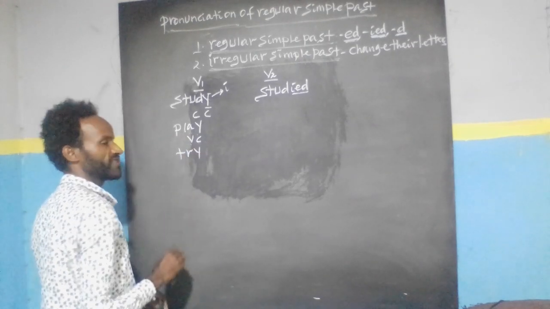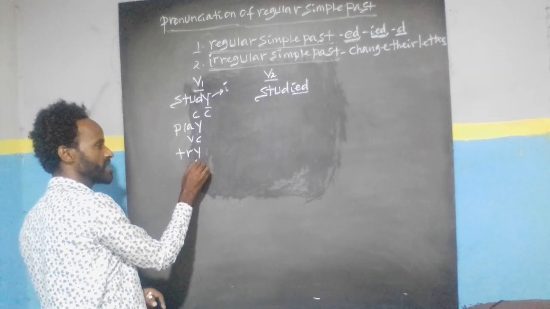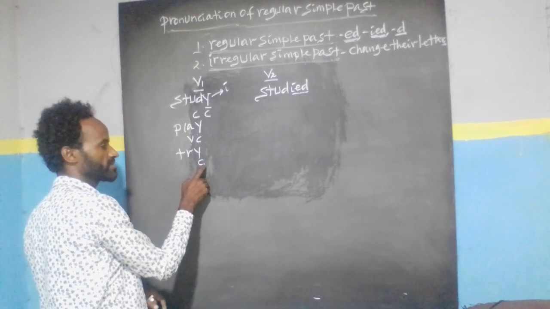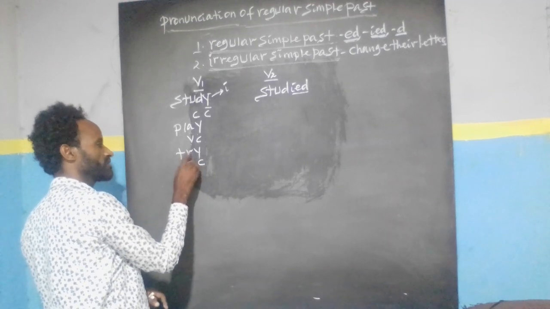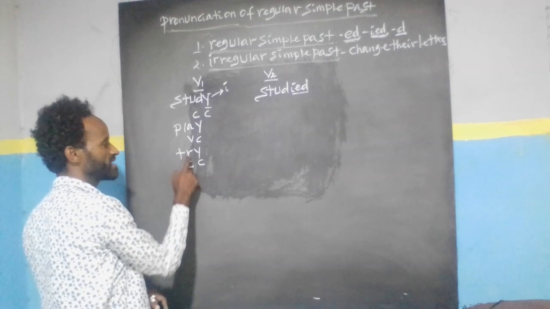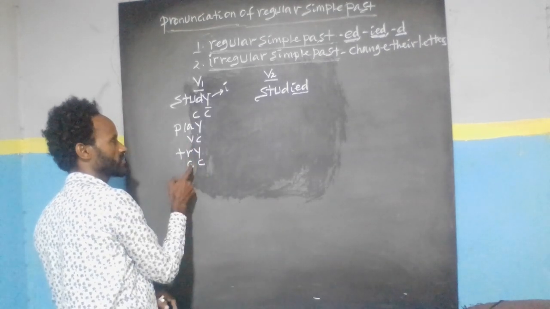For example, the verb try ends with Y, and in front of Y, C is a consonant letter. So you can replace the Y, but you don't change the consonant. That's why when in front of Y there is a consonant letter, we change Y.